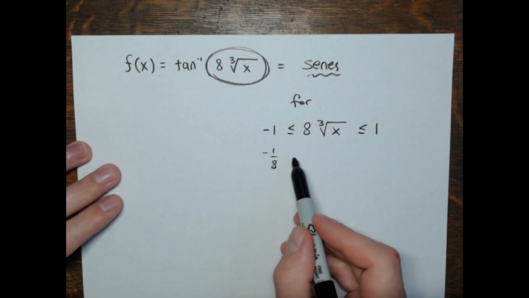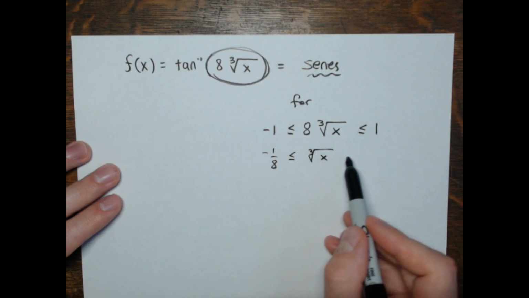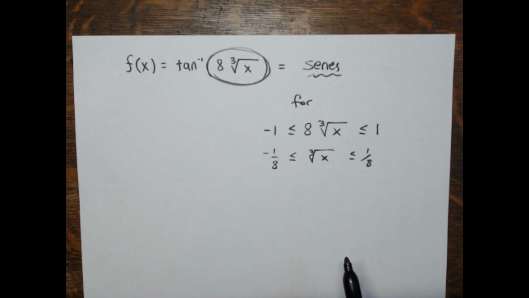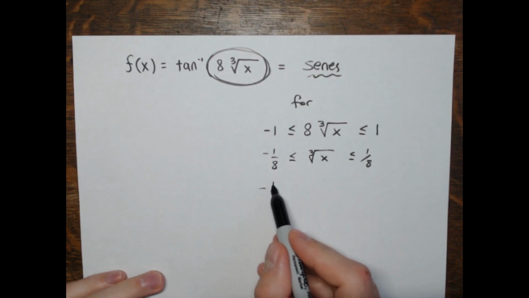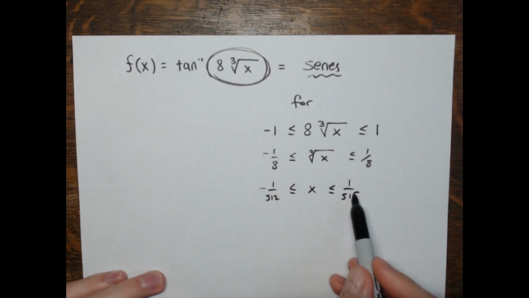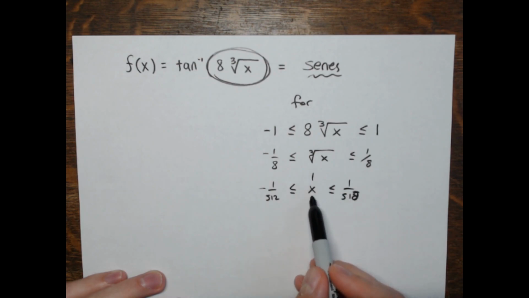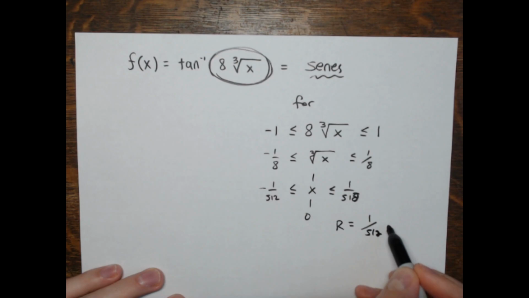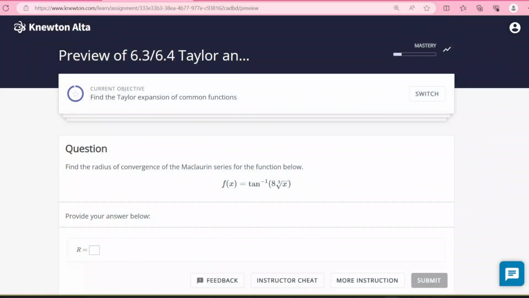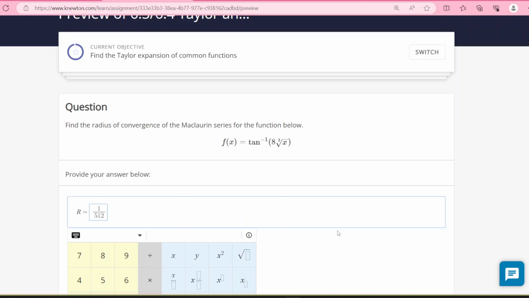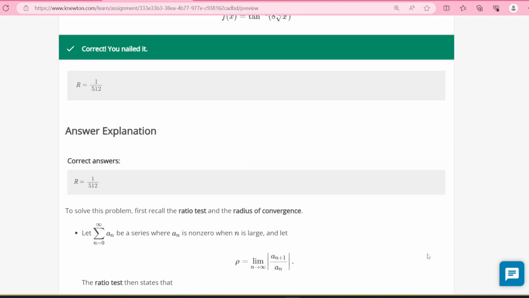Dividing by 8. Raising everything to the third power. Now 8 to the third power is 512. So this would be negative 1 over 512 and positive 1 over 512. And then again, zero is in the center here. The distance to either end is 1 over 512. That's the radius of convergence for the series that would represent this function, the Maclaurin series. So 1 over 512. Great.